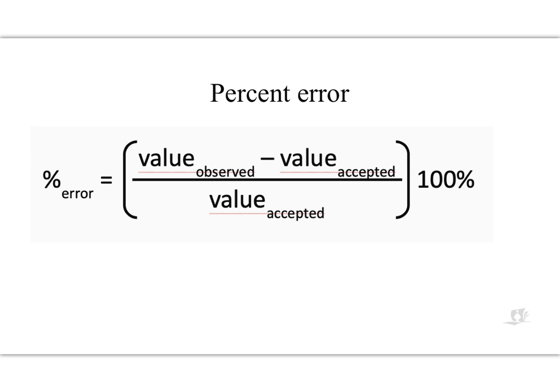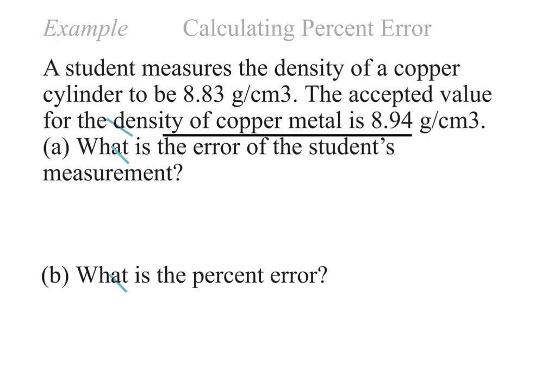Percent error. The numerator here is your observed value minus your accepted value, and then you're always going to divide it by the accepted value. So what you observed or what you measured, minus the accepted value of what that thing is, divided by that accepted value. And then you'll notice you have this multiplied by 100% because we are getting a percentage, the percent error here. So let's look at this.